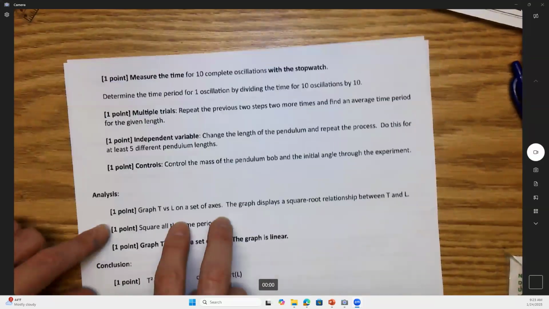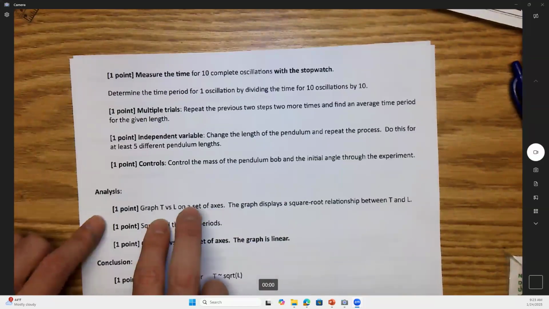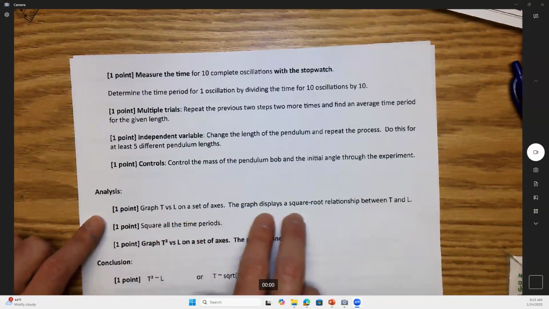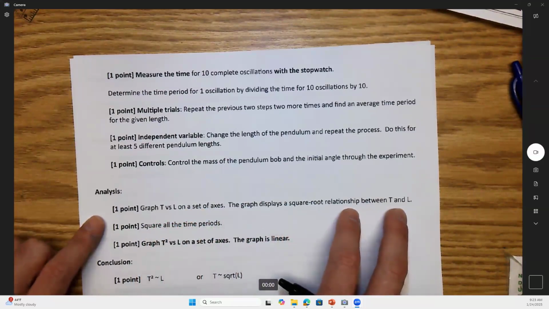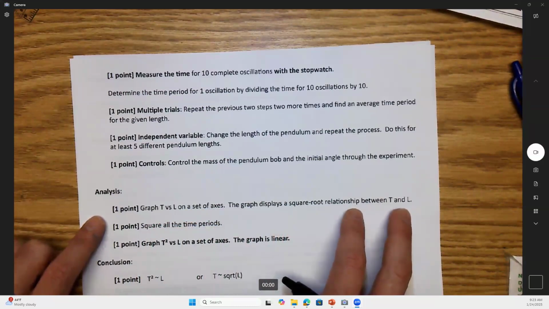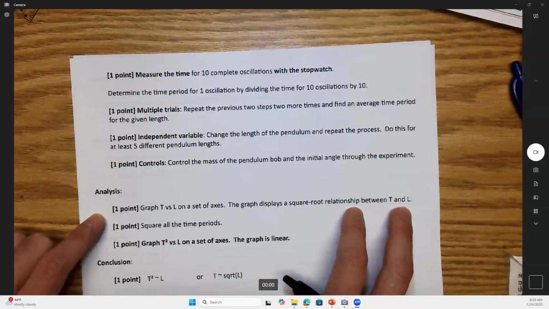So what are we doing with graphs? I said maybe start out by graphing time period versus length on a set of axes. That graph would display a square root relationship. If AP prompted you to graph T versus L, then they might expect you to know that that's going to be a square root. That might be a question. Is graph T versus L, what shape does that make? You say, oh, well, that's a square root relationship. Or a sideways parabola. Should check that box. Okay.